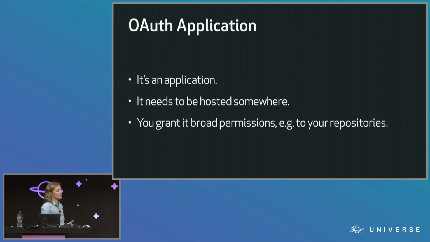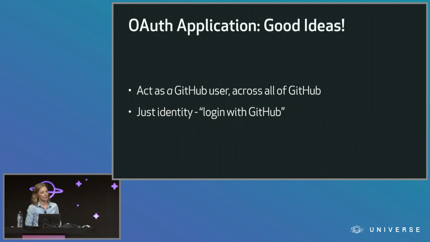Our second option is an OAuth application. As the name suggests, this is a full application, no longer just a string. So it needs to be hosted somewhere. And you grant it broad permissions like to all your repositories. Good ideas for an OAuth application are something that needs to act as a GitHub user, not necessarily you, but as a GitHub user across all of GitHub. This is a good idea for an identity service, like a login with GitHub.